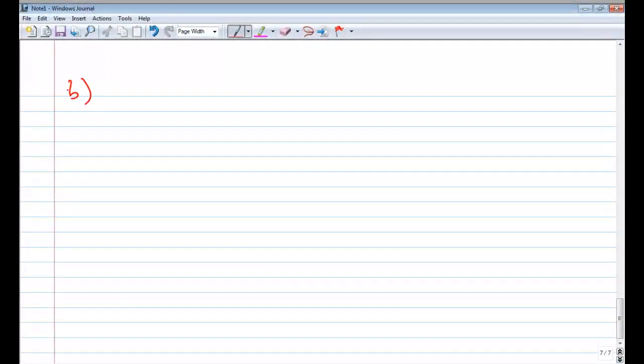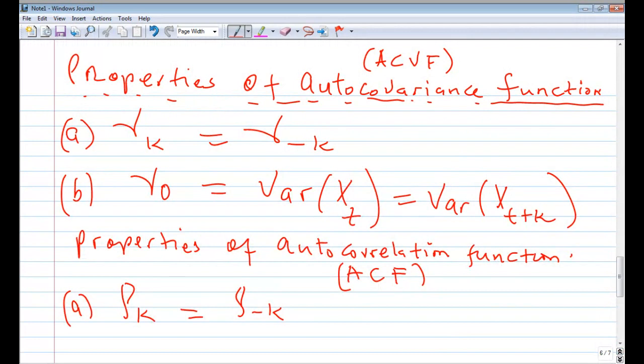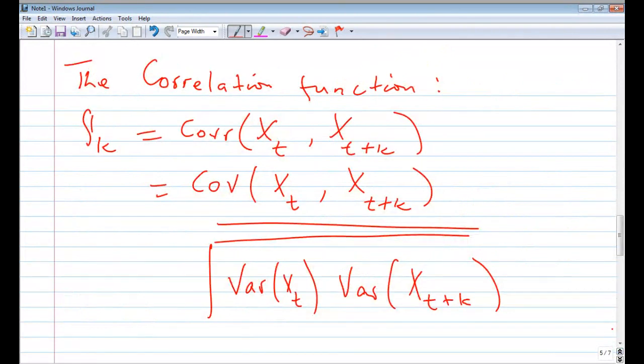Number two, rho zero. Sir, can you go back to the previous page? I want to see number A. Okay. Number A, rho K equal to rho of minus K, and in autocovariance function, gamma K equal to gamma of minus K. That's okay? Yeah, thank you. Sir, I was left behind because of the network, my screen was blank. Oh, you didn't write here. You didn't write this one.